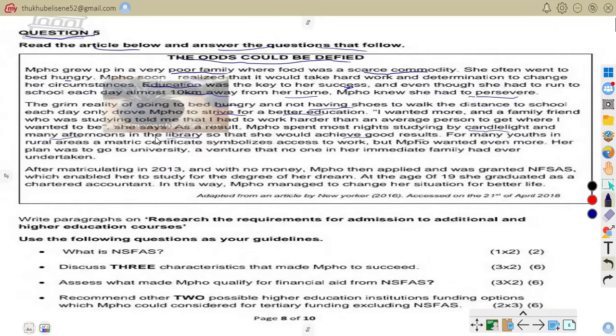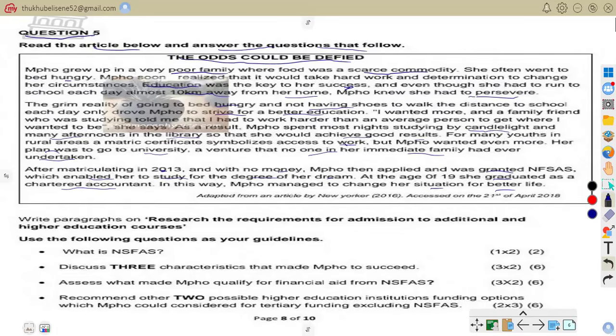For many youths in the rural areas, a matric certificate symbolizes access to work. But Mpho wanted even more. Her plan was to go to university, a venture that no one in her immediate family had ever undertaken. After matriculating in 2013, with no money, Mpho applied and was granted an NSFAS, which enabled her to study for the degree of her dream. At the age of 19, she graduated as a chartered accountant. In this way, Mpho managed to change her situation for a better life.